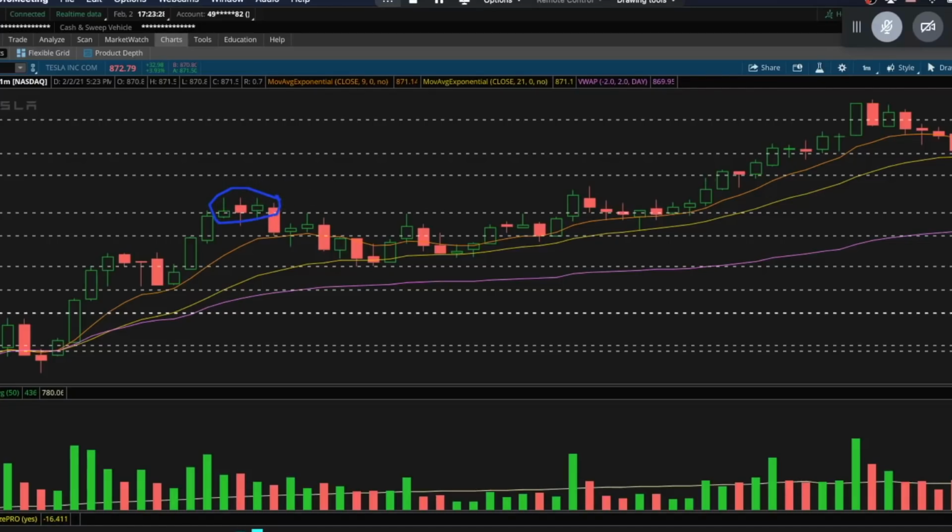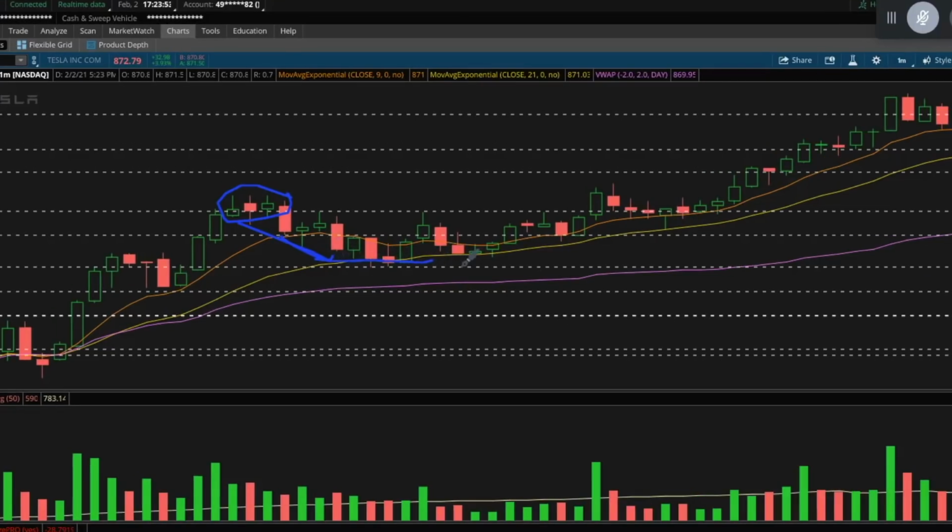Now you can see that at that 863 level, there was a little bit of a fake out on Tesla, it wasn't able to hold above 863. What happens is the stock pulls back to your level right here at 856. But it also pulls back right to that 21-day EMA. It's able to hold the 21-day EMA, held that 860 level, not fully closing below the 21-day EMA.